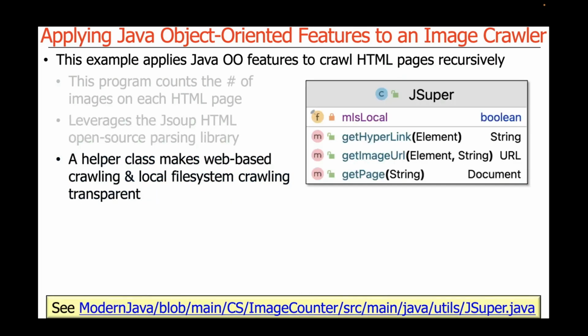Because of some limitations with JSoup, I defined a helper class, which I called JSouper just for kicks. And this makes web-based crawling and local file system crawling transparent.